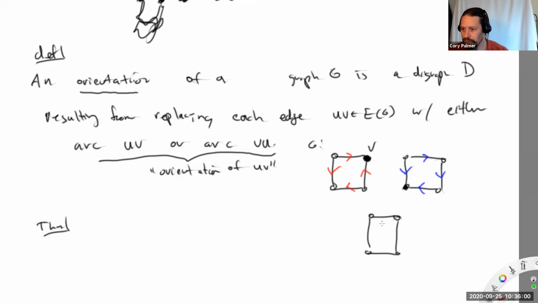Cycle. Yeah, exactly. Orient it as a directed cycle. Thanks, Brad and Ethan. So this one, oh, very nice, right? And actually, we'll use this idea in our proof in a moment here.